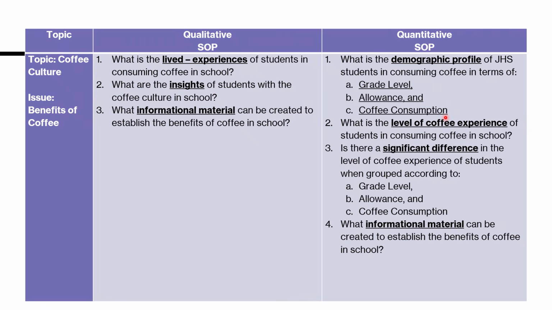It could have a sub-variable. Remember, demographic profile is your variable, and the sub-variables are grade level, allowance, and coffee consumption. I wasn't able to read something about coffee experience, that's why I wasn't able to put a sub-variable. But make sure that the next time you do this, you have a sub-variable so that it's much clearer for the reader. So you're now getting their level of coffee experience.